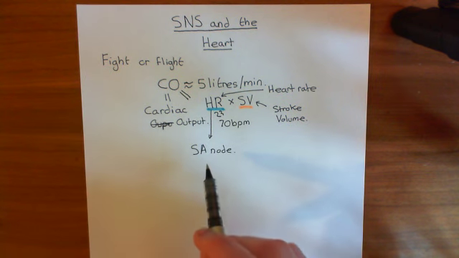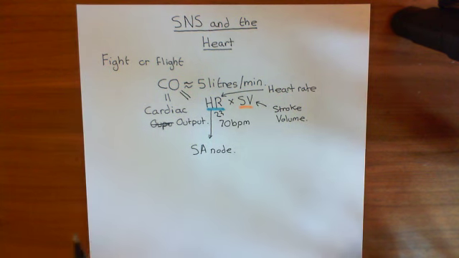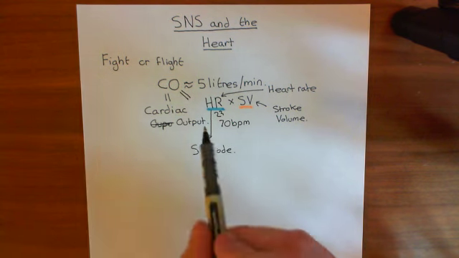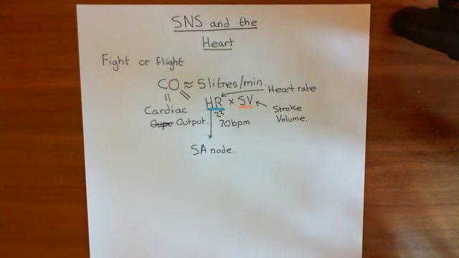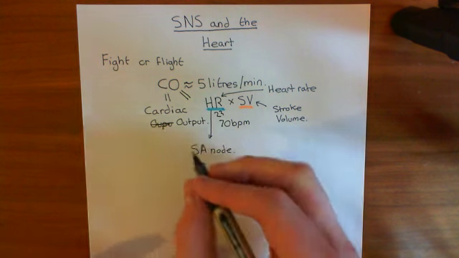So you need to do something to the sinoatrial node that means that the number of spontaneous action potentials it fires per minute is increased. So the sympathetic nervous system is going to act on the sinoatrial node to increase its rate of firing so that the heart beats more times in a minute and the heart rate goes up.